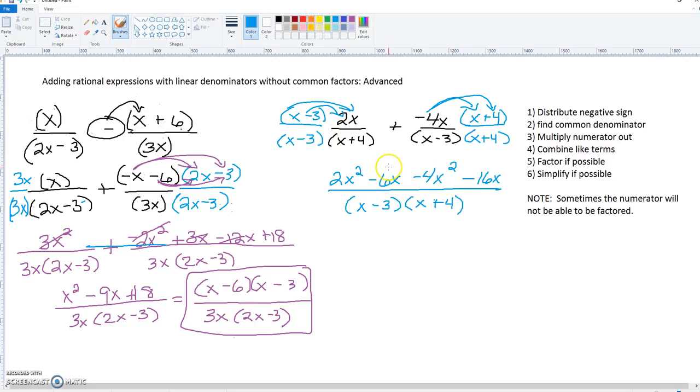Okay, so you're going to take your like terms and combine them together. So we've got 2x squared minus 4x squared. Well, that gets us negative 2x squared. And a negative 6 and a negative 16 gets us a negative 22, all over our denominator.